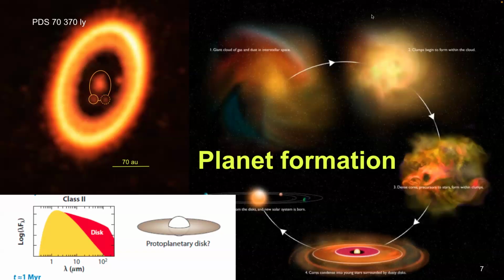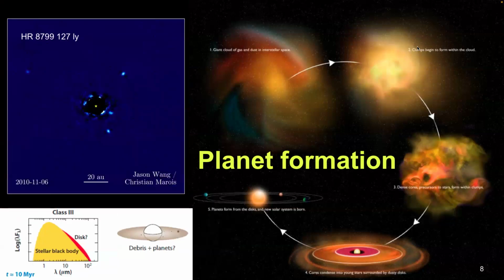This is what, for example, I will show, the disk later when the disk slowly dissipates. This is the system HR 8799 where the planets are moving. Here, this is around an A-type star. But for example, our Kuiper belt is also a remnant disk. So the Kuiper belt is something similar to a debris disk. So yeah, that's what we believe happens to even low mass stars as well.